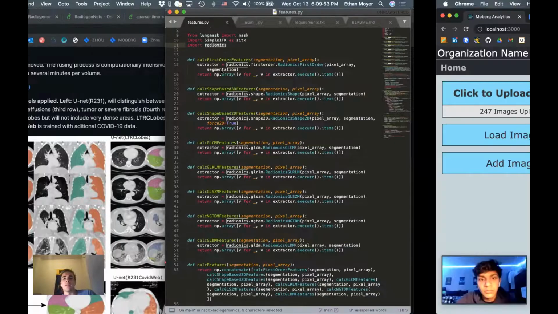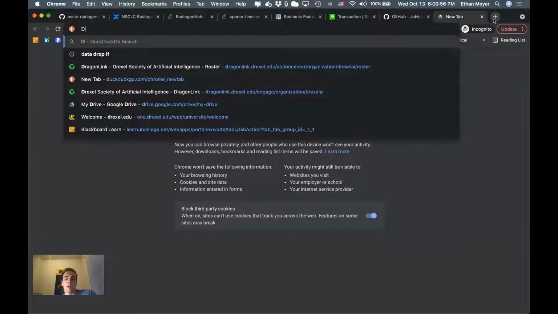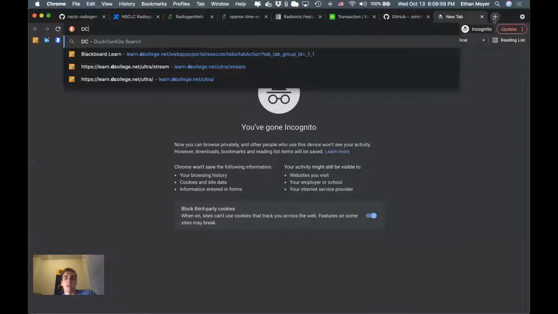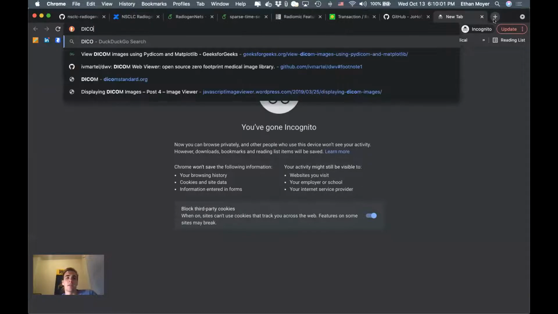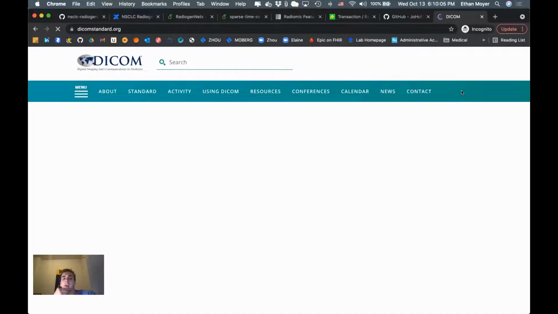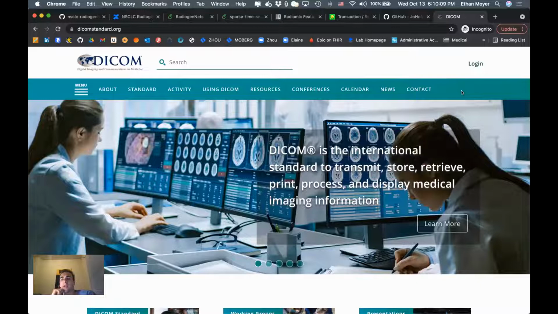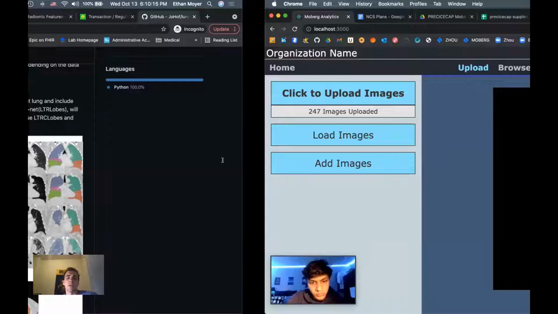DICOM is a medical standard for medical imaging. It's how MRIs and other scans are stored. If you go to dicomstandard.org, it kind of lays it out for you. It controls the image, the metadata, and it's what everyone uses in the medical field to talk about imaging.